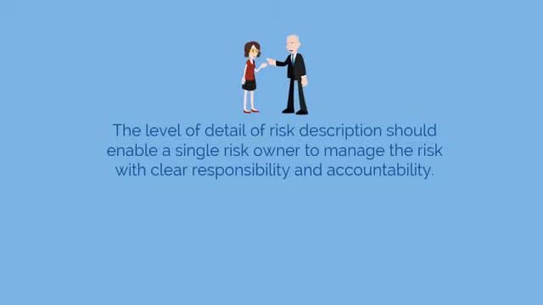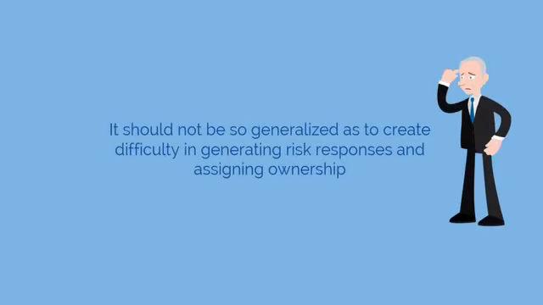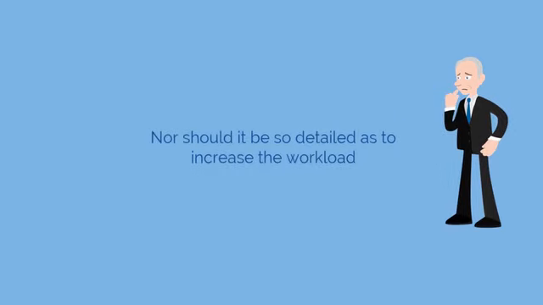Ownership and level of detail. The level of detail of risk description should enable a single risk owner to manage the risk with clear responsibility and accountability. It should not be so generalized as to create difficulty in responding to risk or assessing ownership, nor should it be so detailed as to increase the workload.